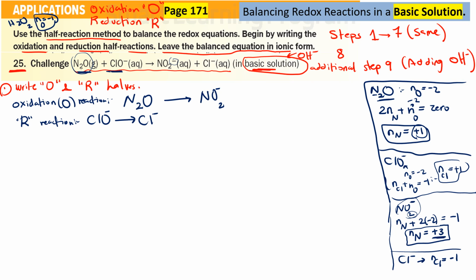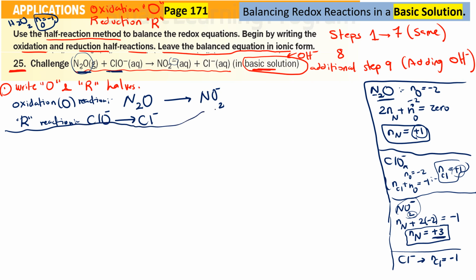It gives me Cl minus. Why? Because the oxidation number of Cl was +1 and it became -1. The oxidation number decreased, so it's reduction. So this is the step that you need to start with when you have the ionic equation here. Now let's work on each reaction first, okay?